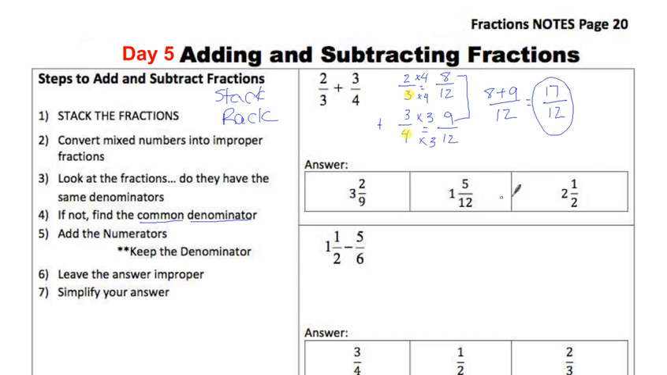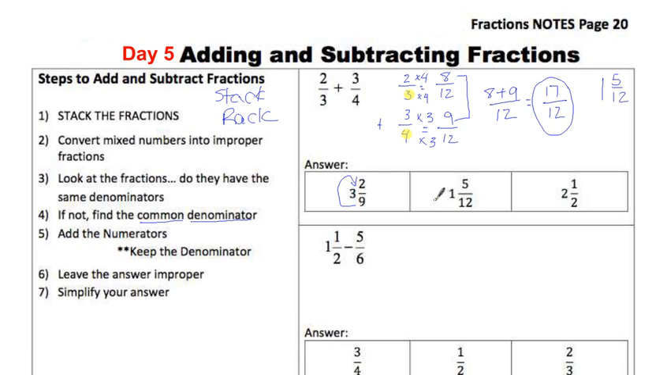Now, if you look at the answer choices, I don't have any that match because I have whole numbers in them. If you wanted to, you could do the division and find what whole number is in here. How many times does 12 go into 17? It would be 1 time because 12 times 1 is 12. 12 plus 5 gets me to 17. Denominator stays 12. So you could do that if you wanted to.